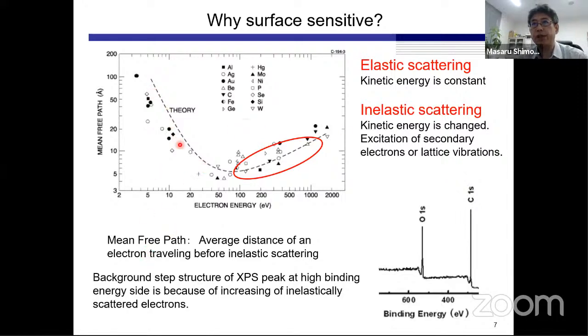So this is the curve of the mean free path, and the horizontal axis is the electron energy. This area is the energy range that is used for XPS measurement: the electron energy from 100 electron volts to 1000 electron volts. And the mean free path of these electrons is from 5 angstroms to roughly 20 angstroms. That means 2 nanometers.